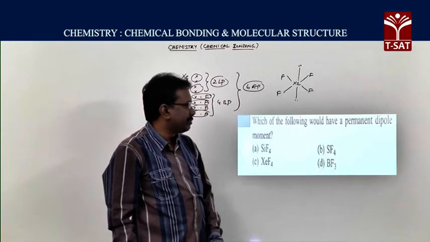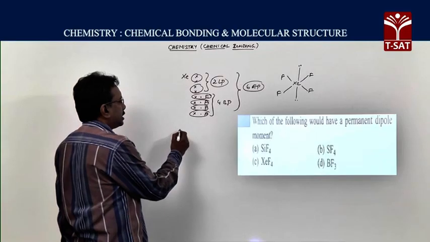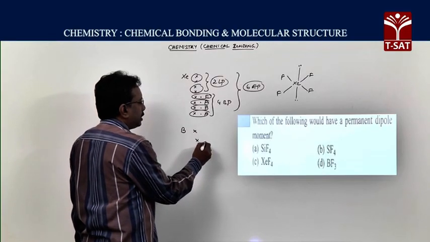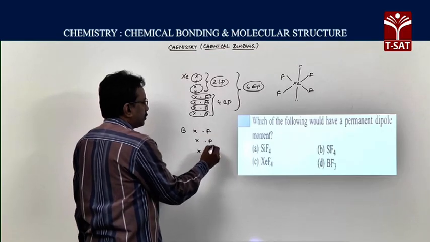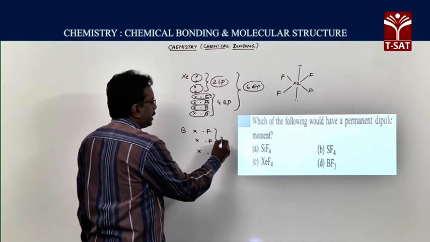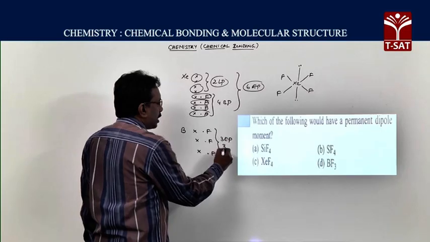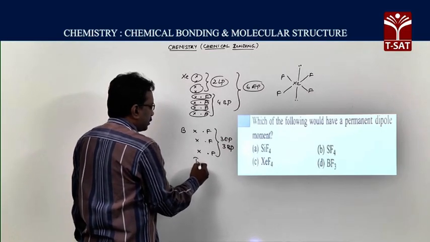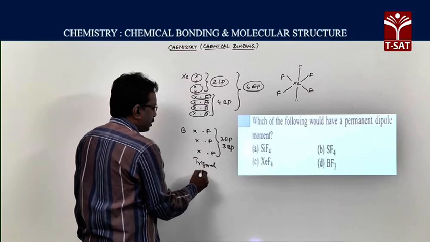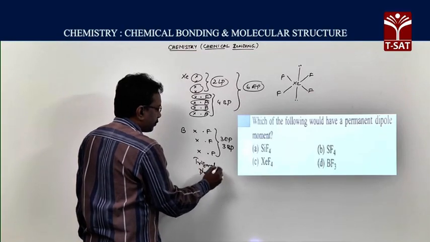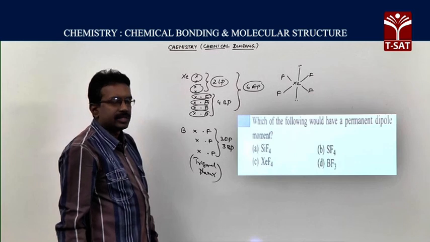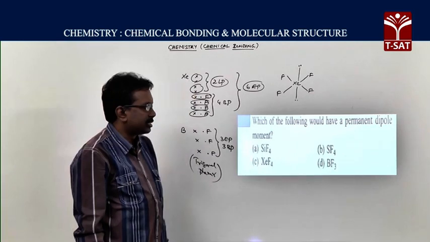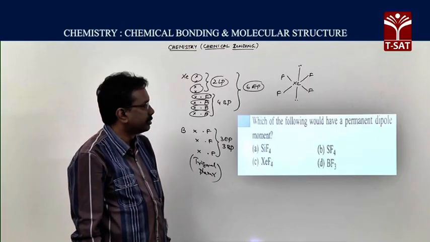Now if you observe the BF3 molecule, boron is the central atom, it contains 3 valence electrons, and 3 fluorines are available. So totally we get 3 electron pairs, all are bond pairs. If all are bond pairs, then this molecule becomes a trigonal planar structure. Because of the trigonal planar structure, the bond moments cancel out and the resultant dipole moment becomes equal to 0.